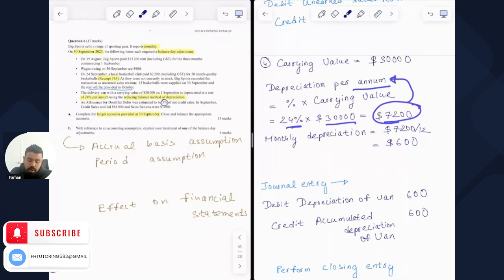And because we are working with the business, which reports on a monthly basis, we want to find that depreciation on a monthly basis by simply dividing 7,200 by 12, which is $600.